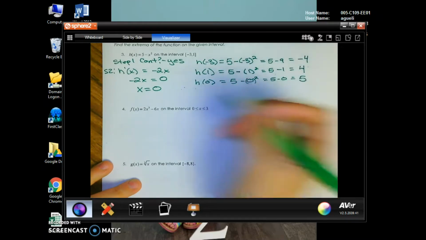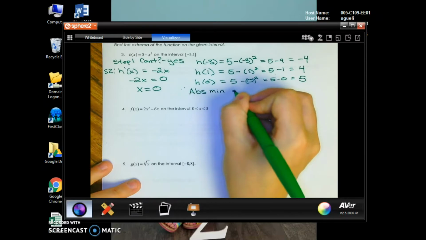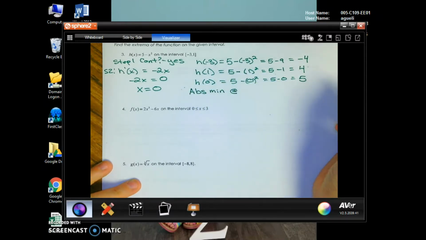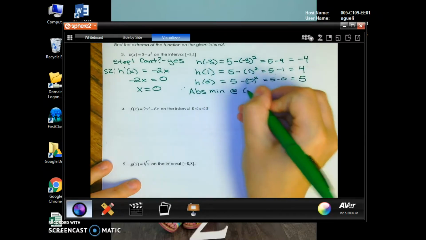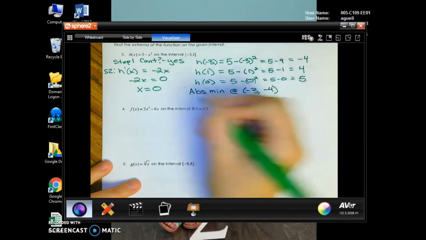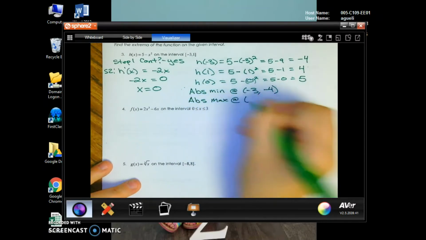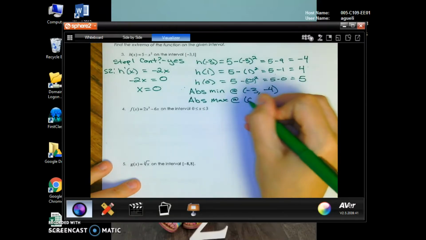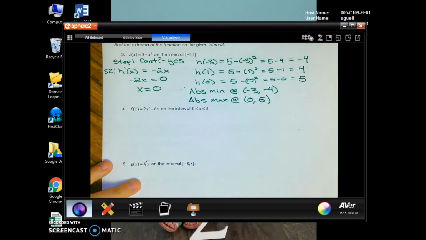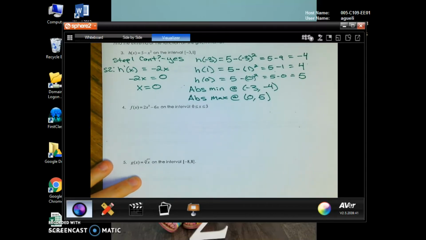So that's what you would write in your conclusion statement. You would say that there is an absolute minimum at, so the minimum point, this is the lowest y value, so the point would be negative 3, negative 4. And then the absolute maximum. The highest y value is 5, so the absolute maximum is at 0, 5, if you were writing it as a point. If you just wanted to say the maximum is 5 and the minimum is negative 4, that would probably also be accepted unless, of course, it was in the form of a multiple choice.